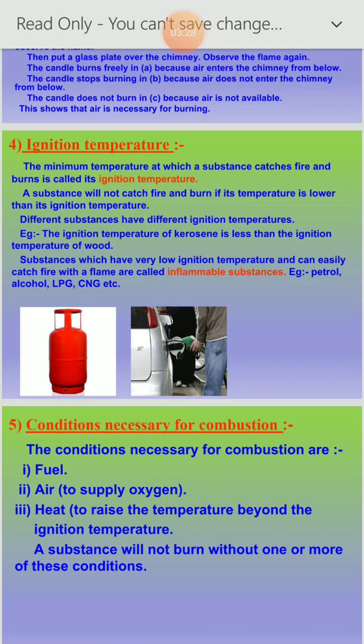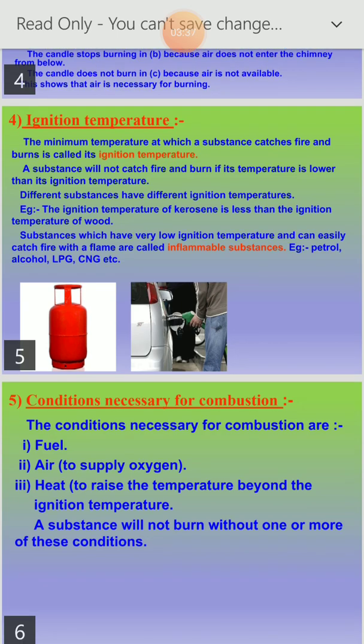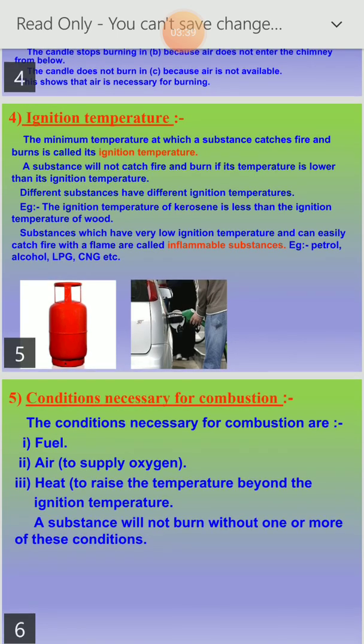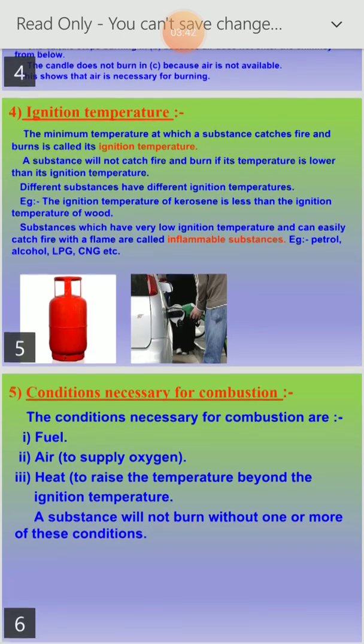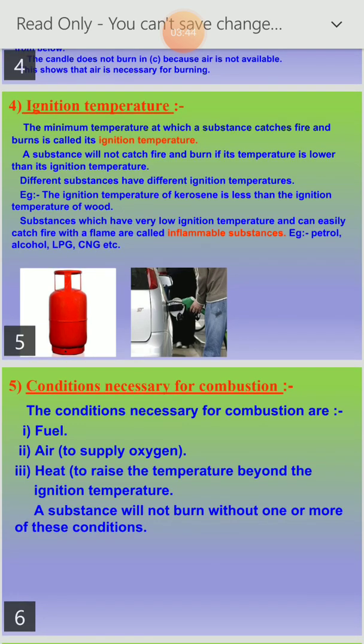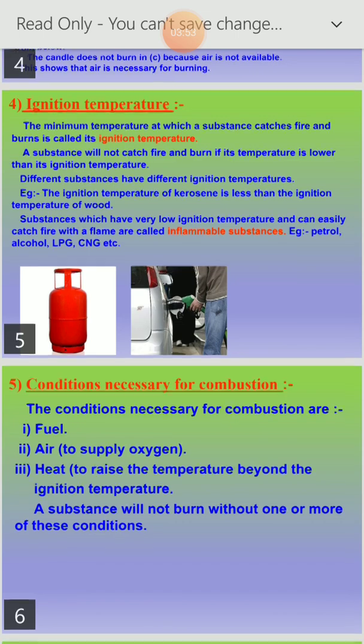Next, what are the conditions necessary for combustion? There are three conditions. First, there should be a fuel. What is a fuel? A combustible material is called a fuel. Second, air. What is the role of air? To supply oxygen. Oxygen is a supporter of combustion. Then heat, to raise the temperature beyond the ignition temperature.